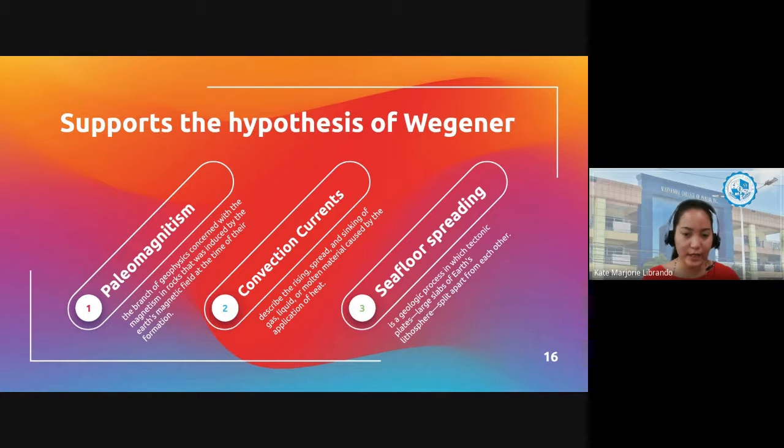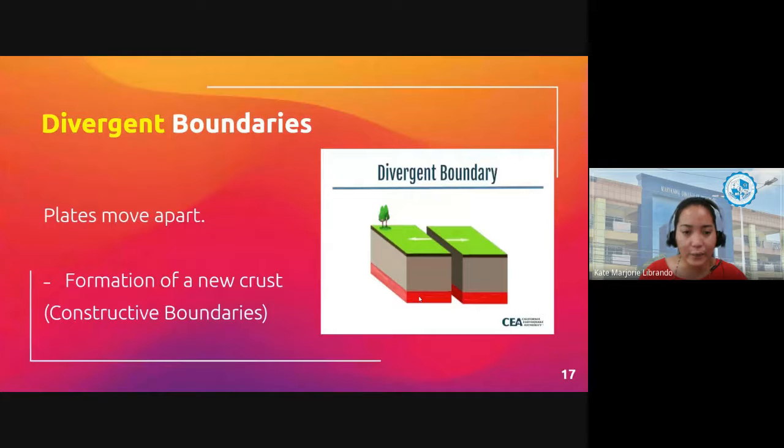And the last one is seafloor spreading. When we say seafloor spreading, it happens when the seafloor separates and creates new crust in the oceanic crust. Now we have here the three movements. Divergent boundaries are where plates move apart, and like what I have said about seafloor spreading, divergent boundaries also influence seafloor spreading. It forms new crust. That's why divergent plate boundaries are often called constructive boundaries.